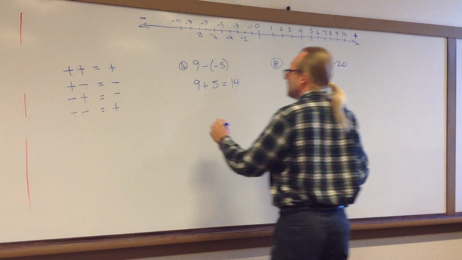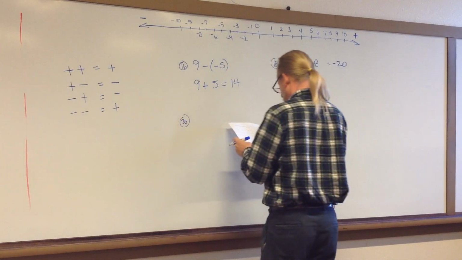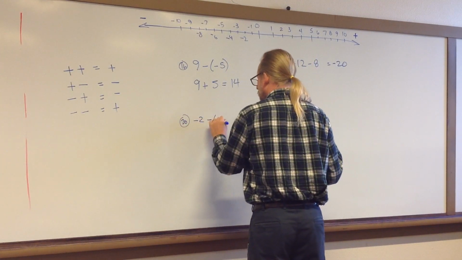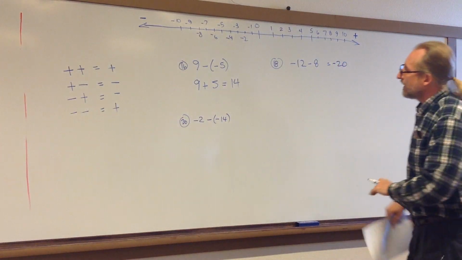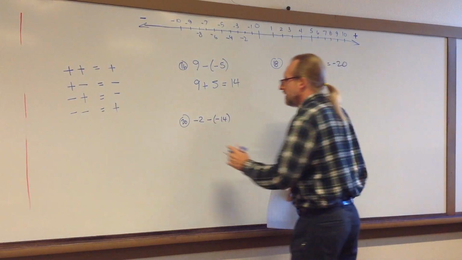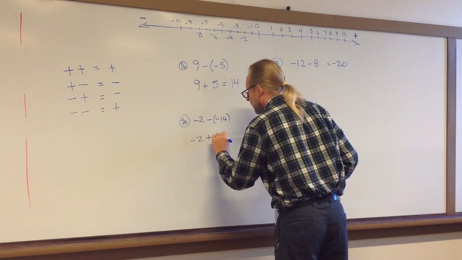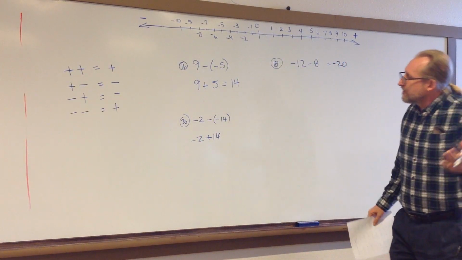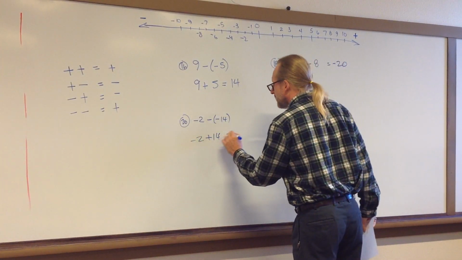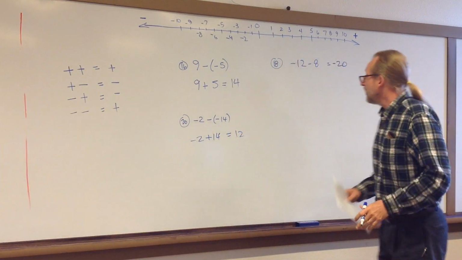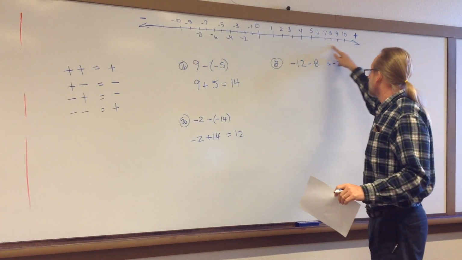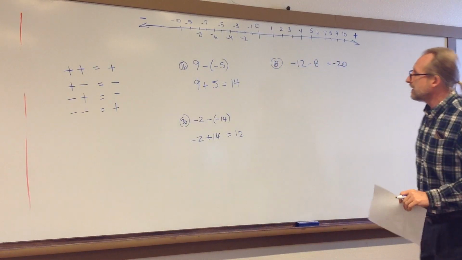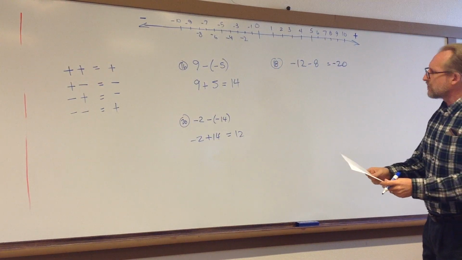All right, problem 20. Negative 2 minus negative 14. And so again, here you've got a double sign. So we want to rewrite that as plus 14. Now we've got negative 2 plus 14. That should be positive 12. So if you start here at negative 2, go 14 places to the right, you'll end up at positive 12.